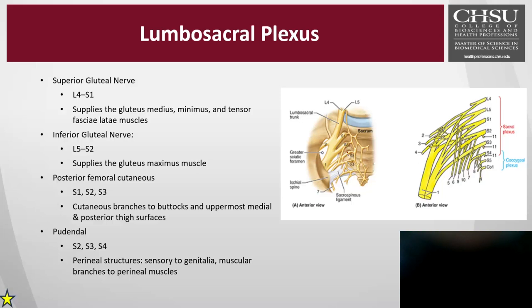Okay, this is the one that only supplies the upper medial, posterior regions of the thigh. And the pudendal nerve as S2, S3, S4, perineal structures, the genitalia, the perineal floor. Think of the two muscles, bulbospongiosus and ischiocavernosus. Think about erection for the males, erection of the clitoris or the penis, same thing. Okay, so that's the structures right there.